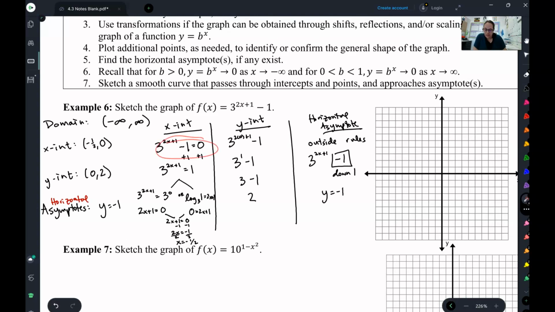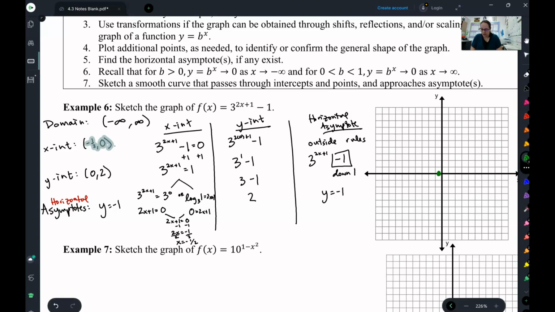X-intercept, set the equation equal to 0, get the exponential by itself, and at this point there are two ways you could do this. You could say 1 is 3 to the 0 and use the one-to-one property, or right here you can change the form and get log base 3 of 1 equals this. Log base 3 of 1 is 0, so you end up getting the same equation either way. End up solving that. We have an x-intercept at negative 1/2, comma 0, and put it right there.